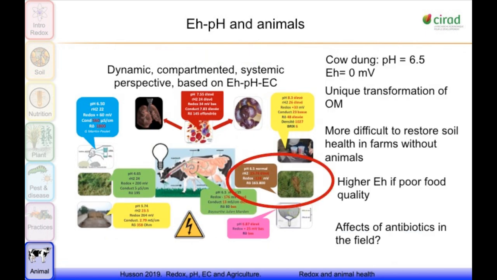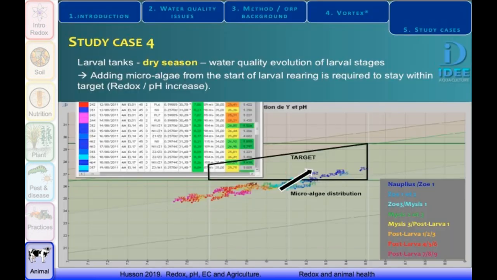And then the cow dung is pH 6.5, redox 0 millivolts. So you apply this in your field, it's perfect. It's transformation of organic matter. But what we observe is it's more difficult to restore the soil in a farm with no animals. When you have animals, it's easier. We have higher EH if the food is of poor quality. And we can ask ourselves what is the effect of the antibiotics when you bring them back to the field. It's not good.